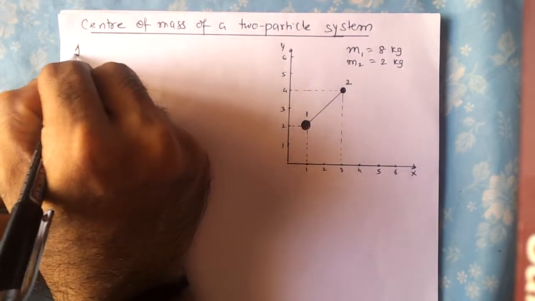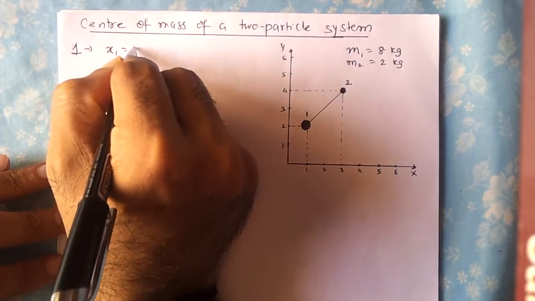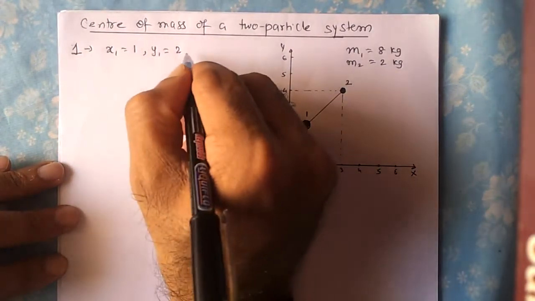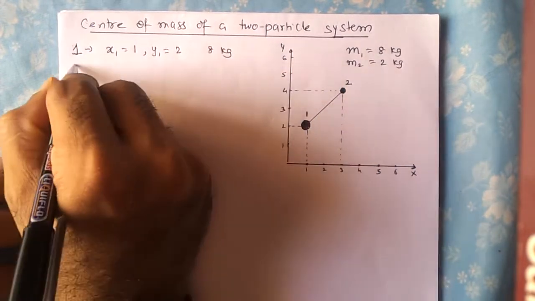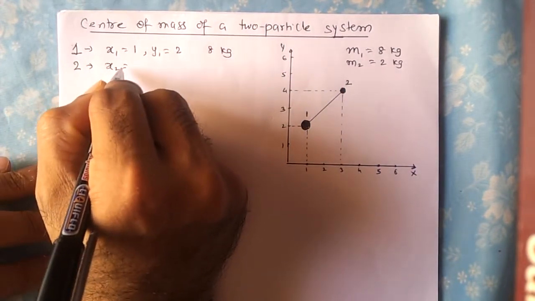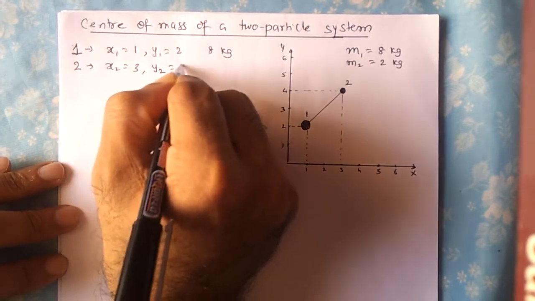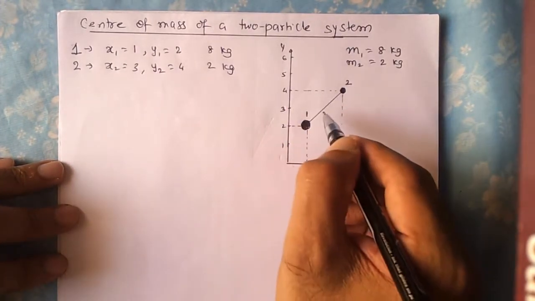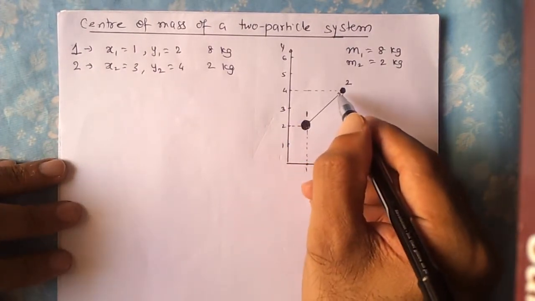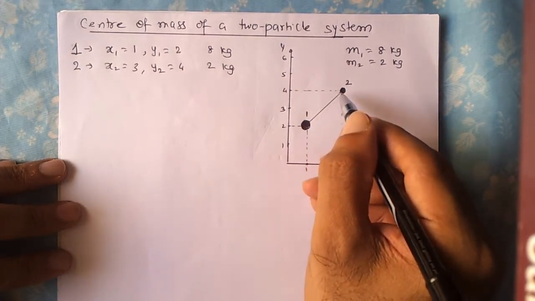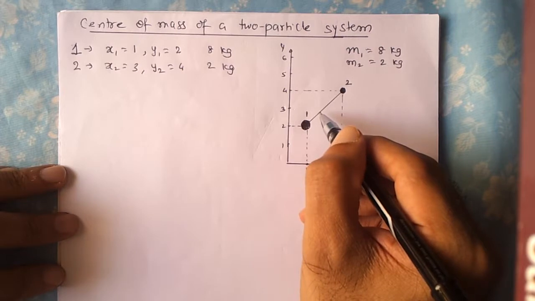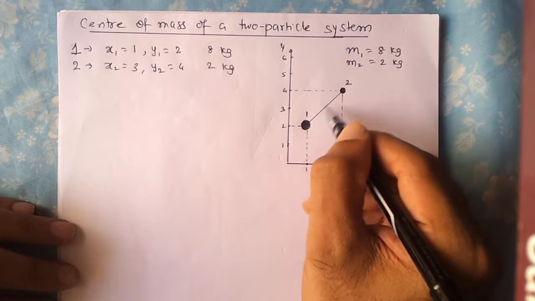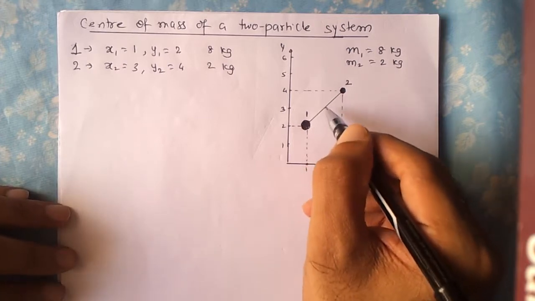Let us look at particle 1. So particle 1, x1 is equal to 1 and y1 is equal to 2. As you can see over here, x1 is 1 and y1 is 2, and the mass is 8 kilogram. And particle 2, x2 is 3 and y2 is 4 and mass is 2 kilogram. So these are the details about the two particles. Once again, let me repeat that we've shown them joined by a thin rod of negligible mass. Actually this rod is not there, but just to help us understand that this is a two particle system and these two particles are not isolated, we've shown a thin rod of negligible mass over here.